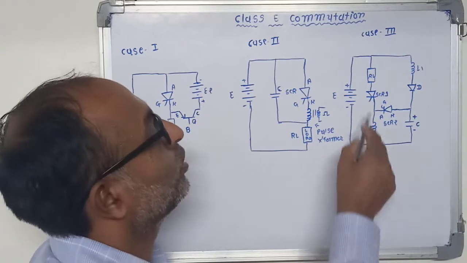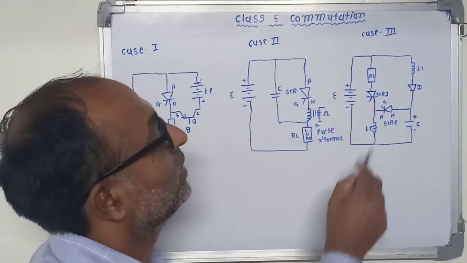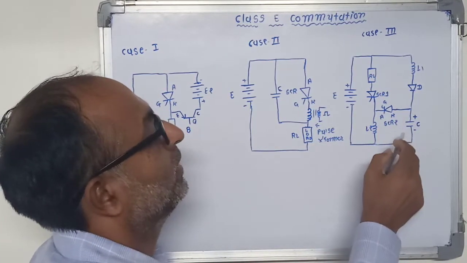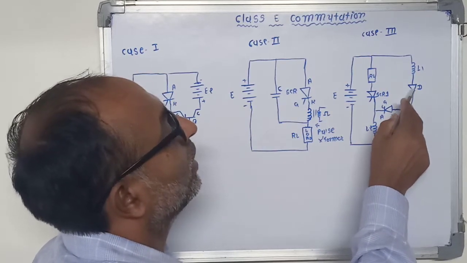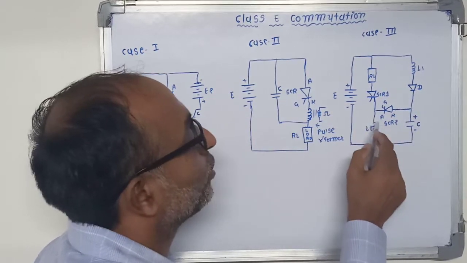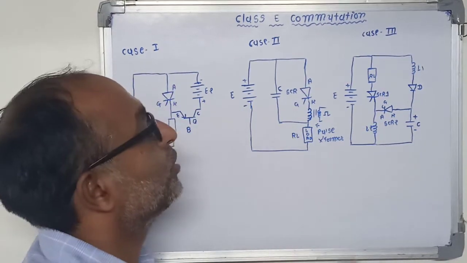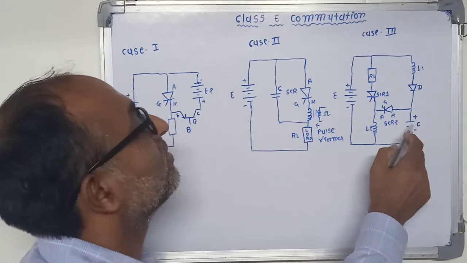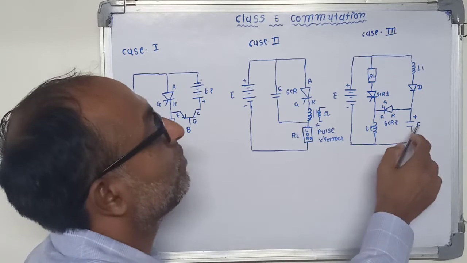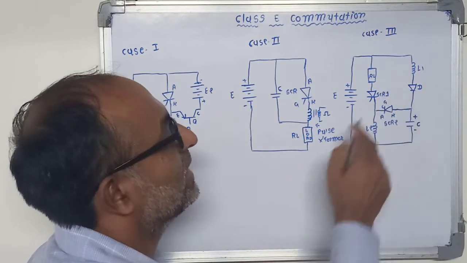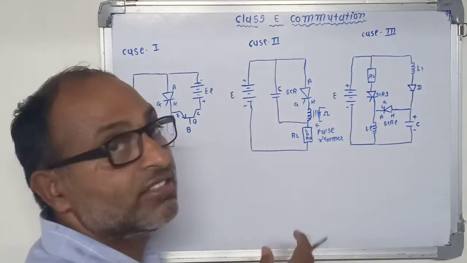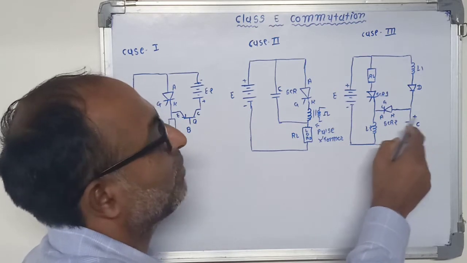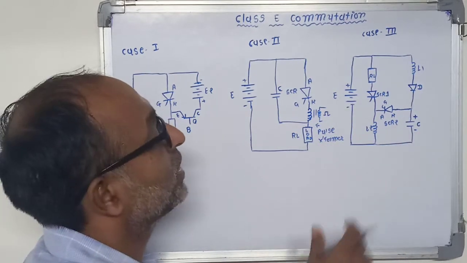Now to turn off the main SCR1, a gate pulse is applied to SCR2, which turns it on, and at that time a pulse of current passes through this inductor L2, which produces a reverse voltage across this capacitor, and its value is greater than the supply voltage. This reverse voltage is applied across SCR1, resulting in SCR1 being turned off, and this capacitor is charged in the reverse direction.